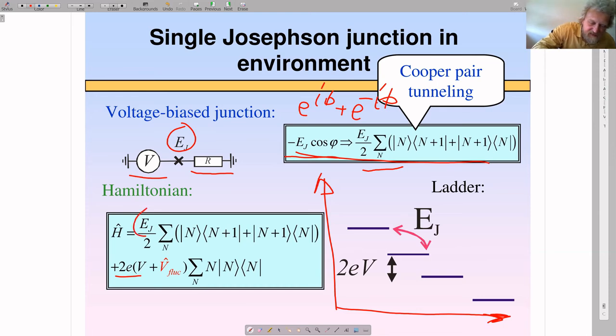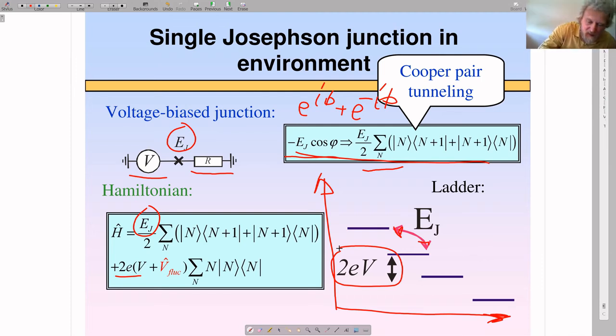Josephson energy provides tunneling between the steps of this ladder. Each tunneling must be accompanied by energy loss, which in this case is written here, 2eV. Two comes from the fact that it's a Cooper pair, two charges. Right, that sets the Hamiltonian.